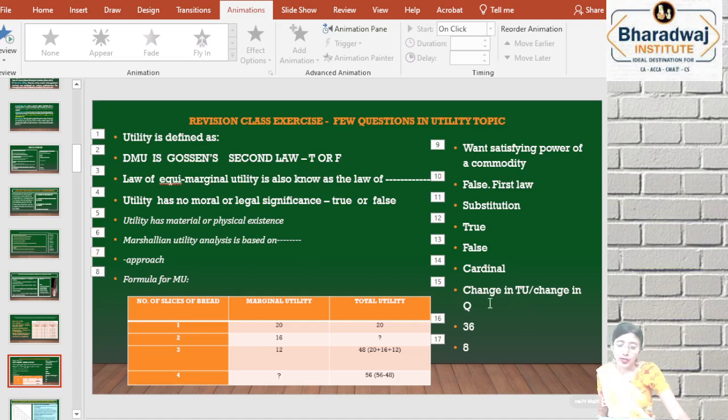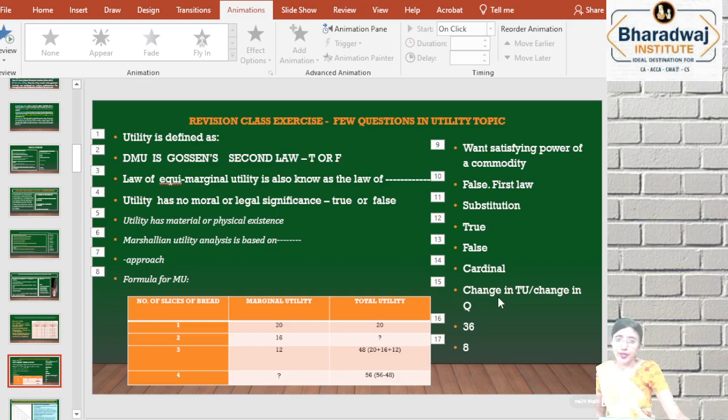Formula for MU: delta TU by delta Q, isn't it? Can we write TUn minus TUn minus 1? You can write that, no problem. But don't forget delta TU by delta Q. Now look at the answer for the table. Our TU is 36. How did we get it? The marginal utility from the first slice is 20, the second slice is 16. So totally, for both the slices together, the answer is 36. Then go to the last one. What is the last one talking about? Marginal utility, 8. Very good.